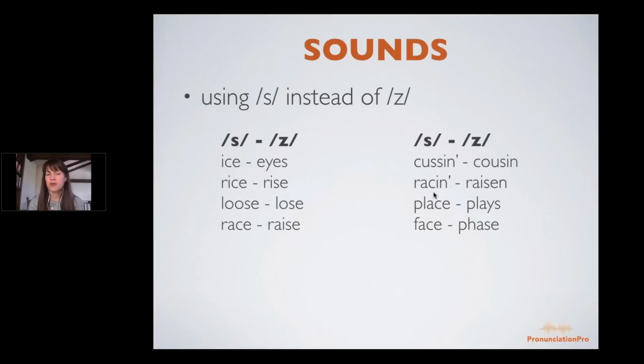Next one. Racing. It doesn't have a G at the end, no? Well, I'm more referring to how some of our Spanish speakers will say, I'm going to have a racin'. I'm going to have a racin', instead of saying this word. Got it. Okay. Racin' and raisin. Yeah. So when you get that voice on, then it changes it to raisin. Raisin. Place. Plays. Face.